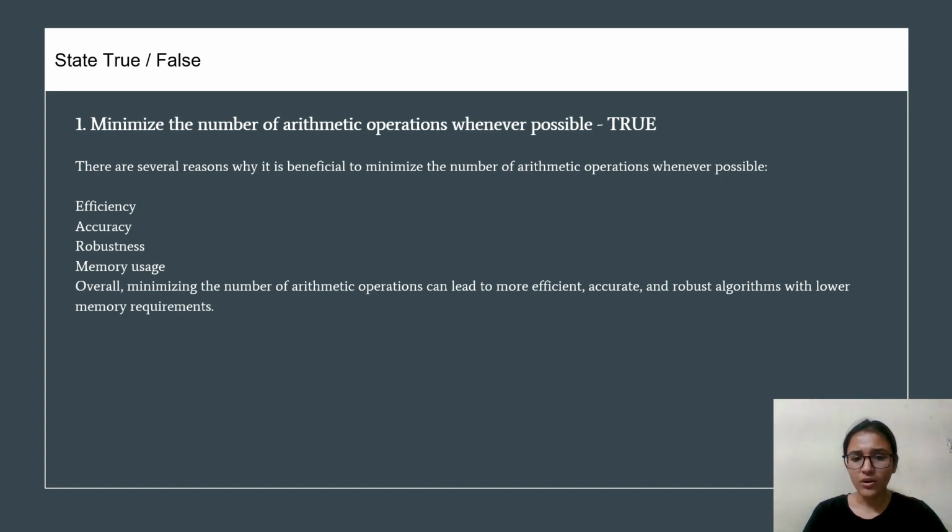Each arithmetic operation requires storage space in the memory. By decreasing the number of operations, we can reduce the memory usage and optimize the use of available resources. So considering all these factors, this statement is true.